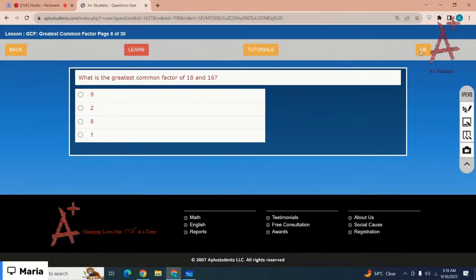What is the greatest common factor of 18 and 16? The greatest common factor of 18 and 16 is, yes, very good, that is 2. 2 is the only number that can divide both the numbers 18 and 16. Very good, that is 2.